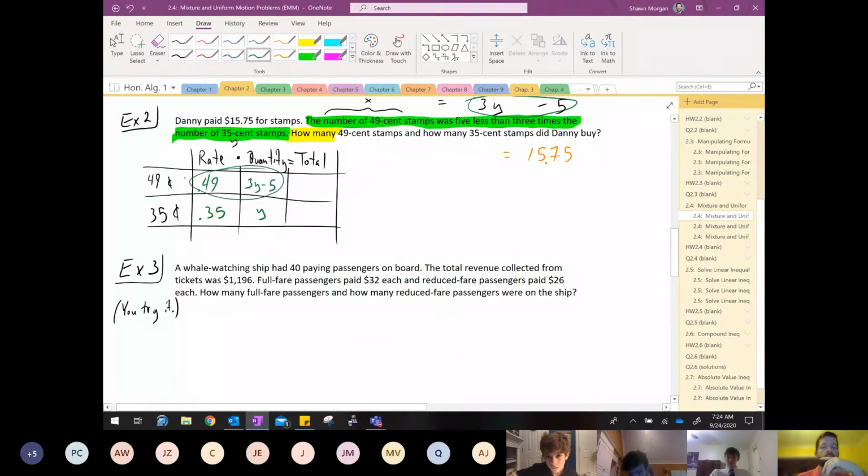But I'm looking in green over here. Like, what do I do with these two things? Multiply. Yeah, very good. We're going to use our distributive property. We're going to multiply. So 0.49 on the outside, and we got 3y minus 5 on the inside. Same thing over here, we got 0.35y. And fellas, that's what we're going to do to set up our equation, as William just mentioned. So we got 0.49(3y minus 5). That's how much money Danny paid for this first type of stamp. 0.35y, that's how much money Danny paid for the second type of stamp.